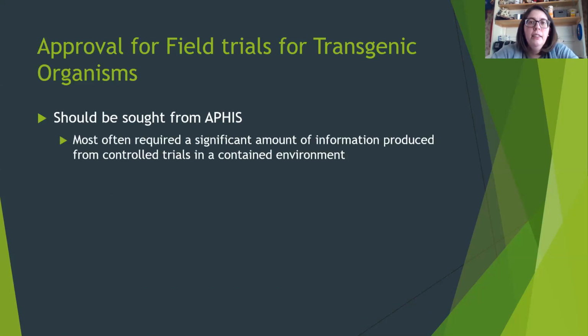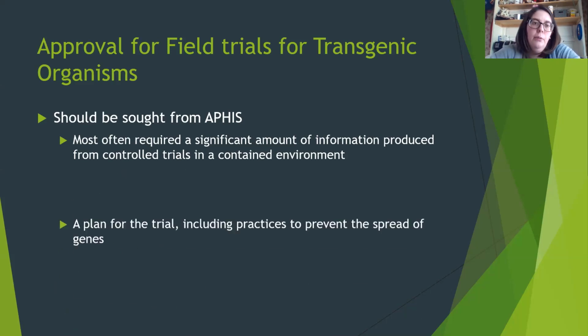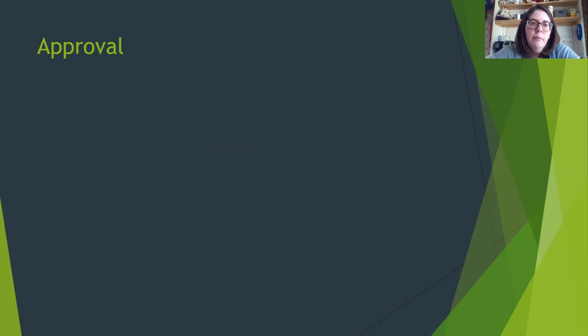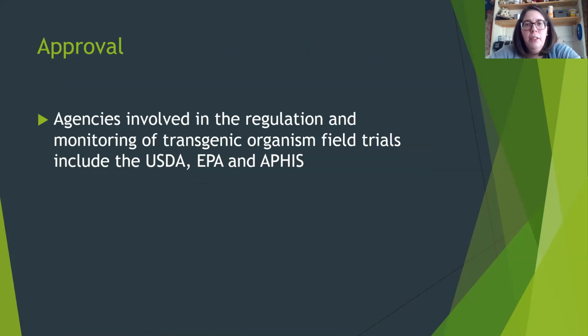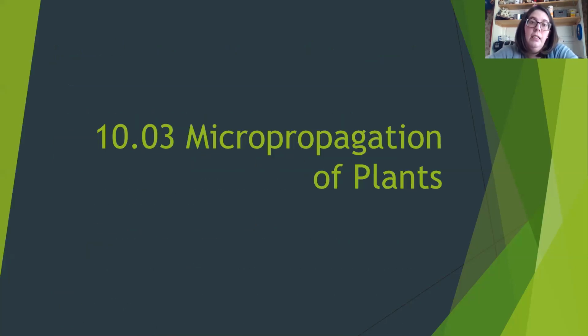Approval for field trials with transgenic organisms has to be sought from APHIS. This is a VOCATS question. It most often requires a significant amount of information produced. APHIS is who approves field trials for transgenic organisms. That is a VOCATS question. Agencies involved in regulations and monitoring would be USDA, EPA, and APHIS. APHIS stands for Animal Plant Health Inspection Service.